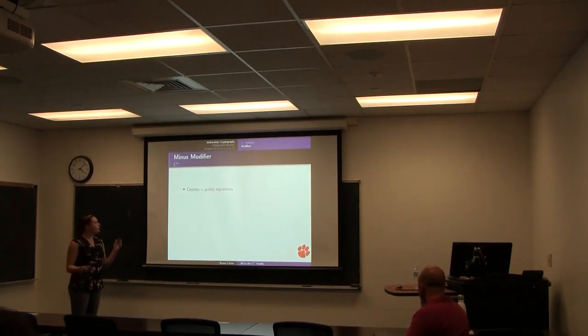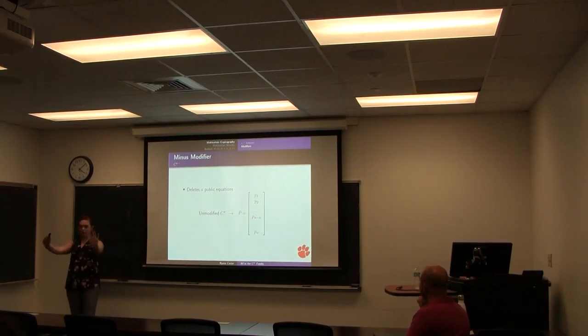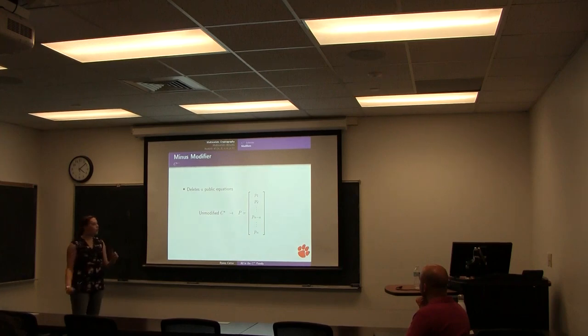What we're going to do is literally delete a of the public equations. Let's say that I gave you n public equations. I said, here they are, these are my public equations. But then, before I publish them, I look at, say, the last a of them, and I delete them. And so then you can only see n minus a of the public equations. That's the minus modifier.